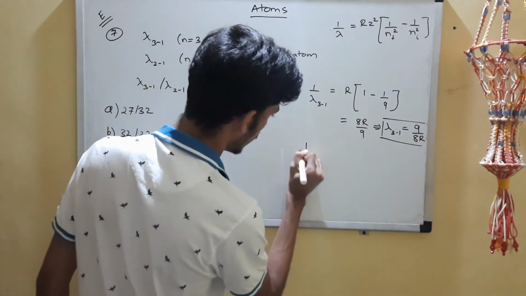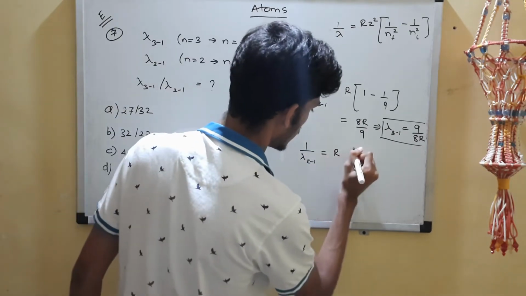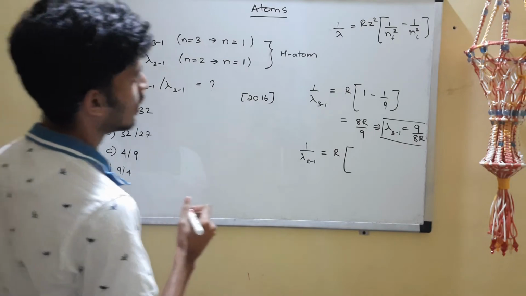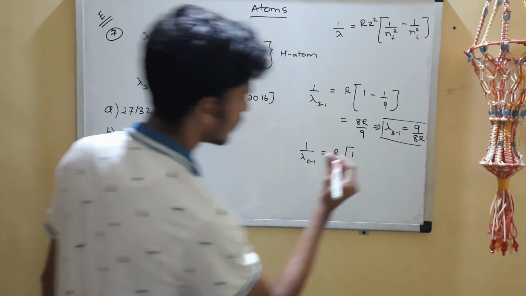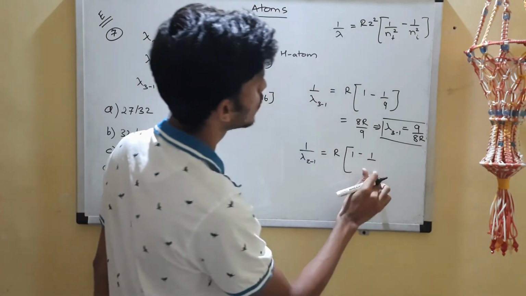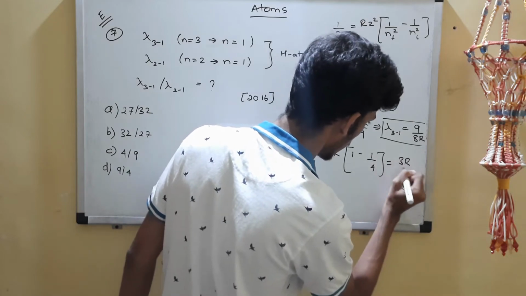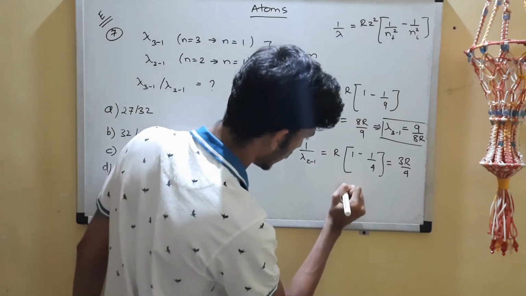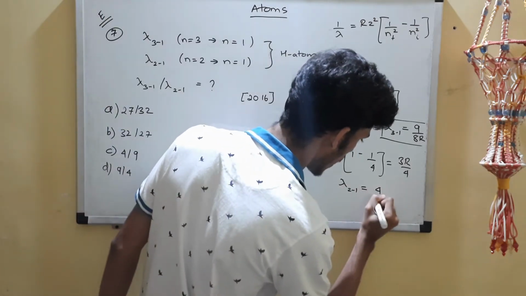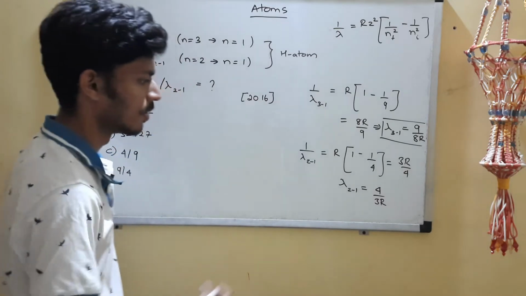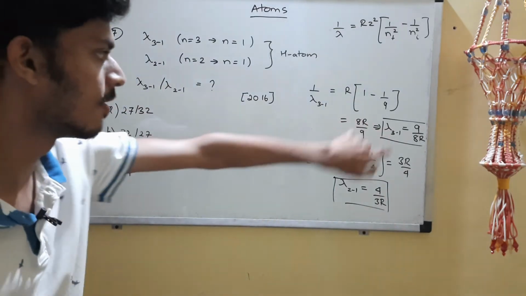Now similarly let's do it for 2 to 1, okay. So for that it is R Z square, Z is again 1, and finally it comes to 1. Initially it is from 2, so 2 square is 4, okay. So 1 minus 1 by 4, that will be 3 by 4, so 3R by 4, or you can write lambda 2 to 1, so basically take the reciprocal, so 4 by 3R, right? So now you have the two terms, you are just supposed to take the ratio, right? This divided by this, right?